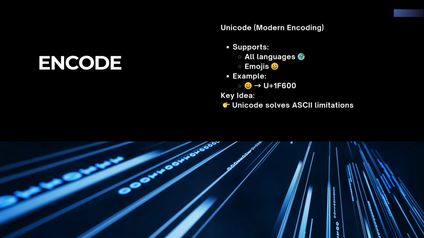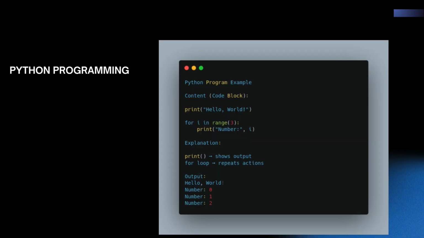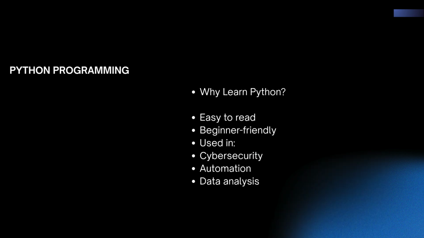Now let's look at a simple programming example using Python. This line, print hello world, simply displays text on the screen. Then we have a loop. A loop repeats something multiple times. So when we run the program, it prints hello world once, and then prints numbers from 0 to 2. The idea here is simple. Code is just instructions you give to a computer.